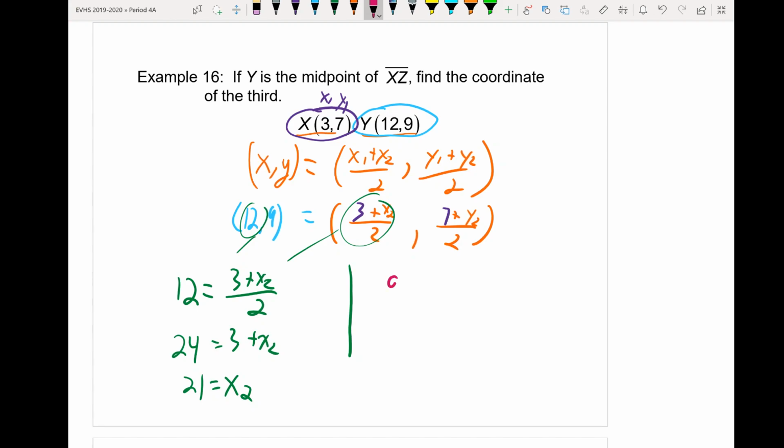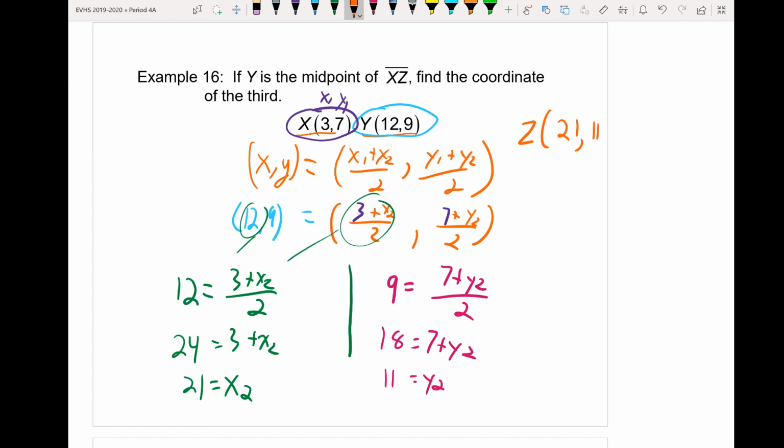Do the same thing with the y's. 9 equals 7 plus y2 over 2. Multiply 2 by 9 gives me 18 equals 7 plus y2. Subtract 7 gives me 11 equals y2. So my coordinates for the endpoint, z, are x2, which is 21, and y2, which is 11, and there's my third point. That's the most difficult one on this entire thing. Okay, any questions about how I got that?